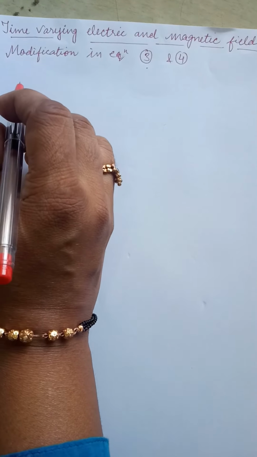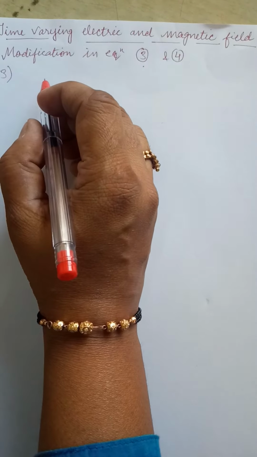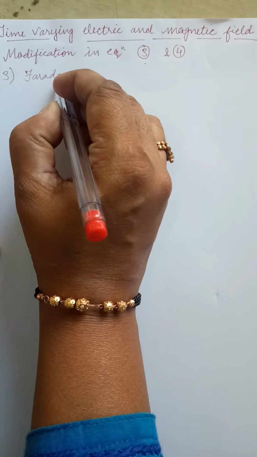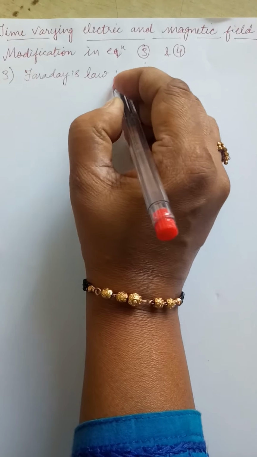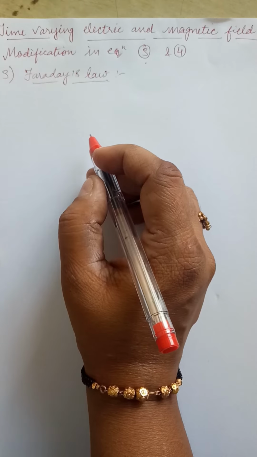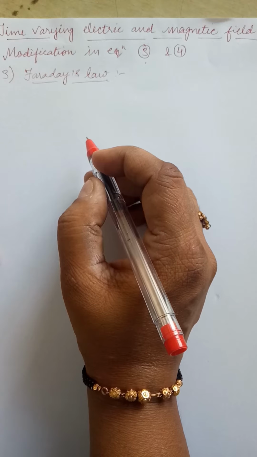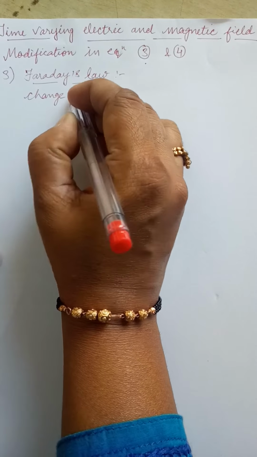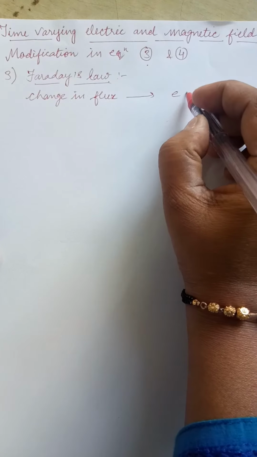So the third equation is derived on the basis of Faraday's law. So Faraday's law is about the generation of electromotive force. But when the fields are changing with time, in that case there is a change in the flux that generates the electromotive force.